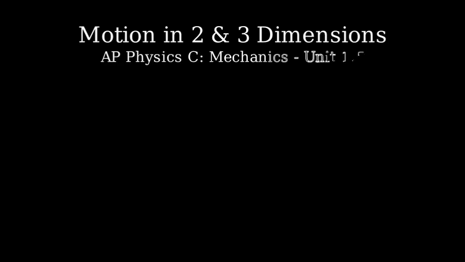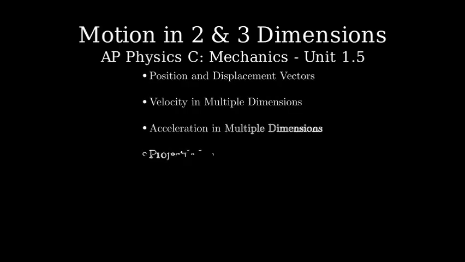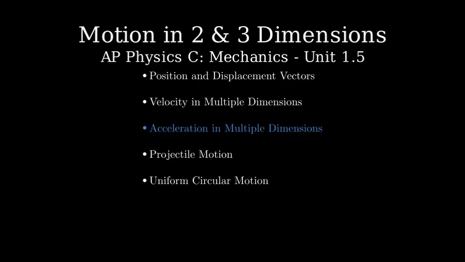Welcome to the fifth and final video for kinematics in AP Physics C Mechanics. In this video, we will be discussing Unit 1.5, in which we are looking at motion in 2 and 3 dimensions. We will be covering the following topics: position and displacement vectors in multiple dimensions, velocity in multiple dimensions, and acceleration in multiple dimensions. We'll also look at projectile motion, and we'll cover uniform circular motion as well.